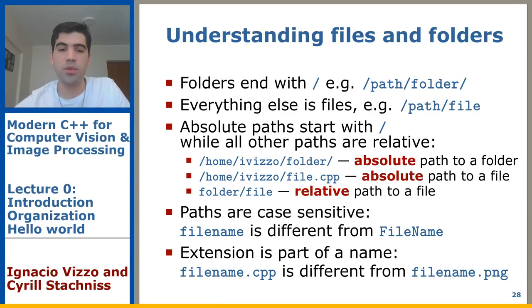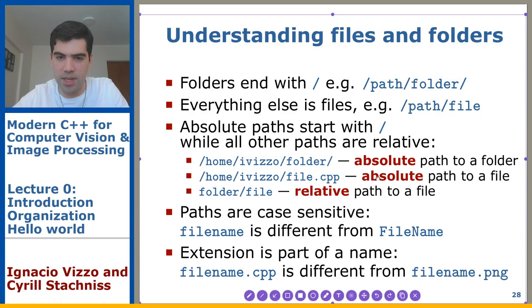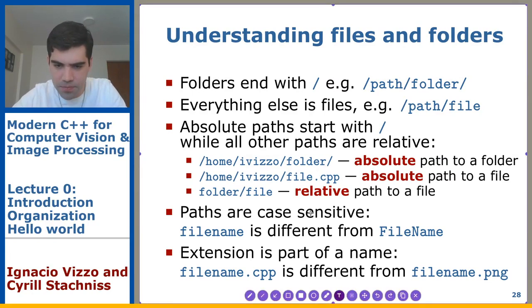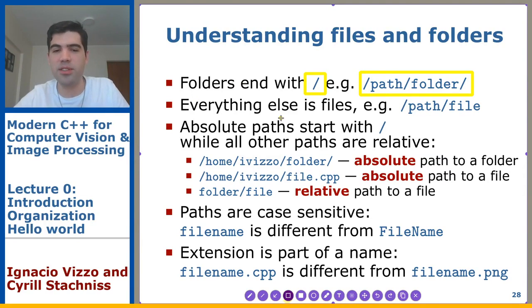Then the folders in Linux will always end with this slash character. So any path that ends with this character will be a folder. Here's one example, and then everything else. If you don't append the slash, then it's going to be a file. I know for a fact that this is a file. Then absolute paths will start with the slash, and all other paths will be relative.